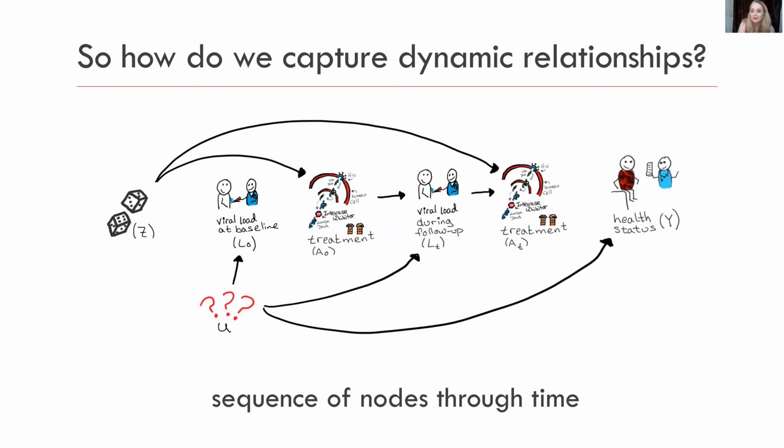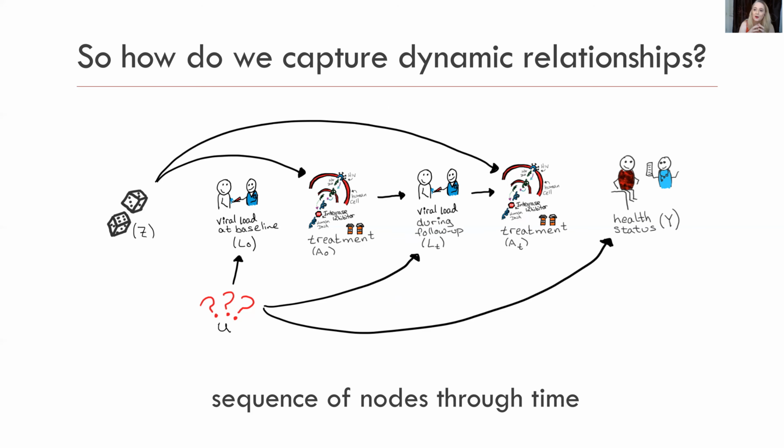We have some baseline health status. So what are your symptoms at baseline? That's related to your symptoms during follow-up. And through your symptoms during follow-up, it's related to treatment at a later time point. Treatment that you get at baseline is related to your symptoms later at follow-up too. And then both treatment and symptoms could be related to some health status.